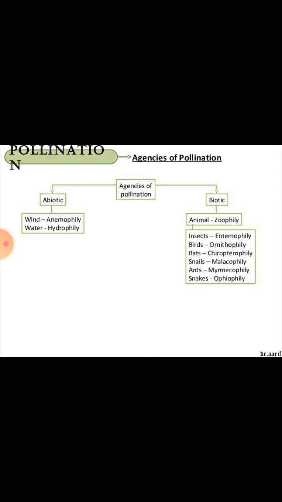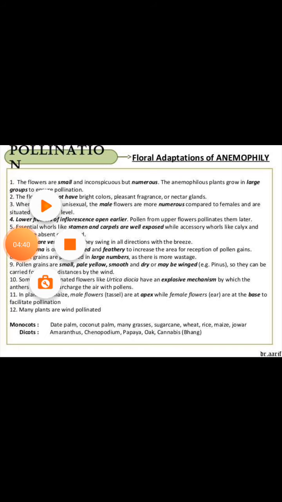Another way to classify biotic agents: zoophily; insects, entomophily; birds, ornithophily; bats, chiropterophily; snails, malacophily; ants, myrmecophily; and snakes, ophiophily. That's the different types of biotic agents. Next we explain in detail abiotic agents like wind pollination.